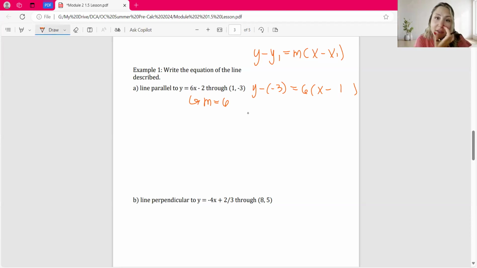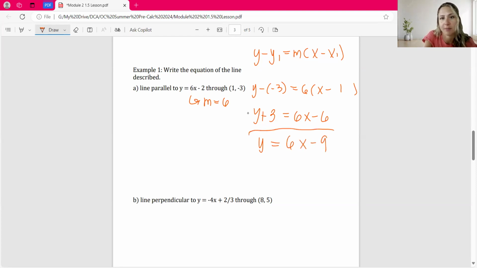And now we'll simplify this. Let's do y minus a -3. So I'm going to have y plus 3. And we'll distribute the 6. So I'll have 6x minus 6. Be careful with your signs there when you distribute. And then we're going to subtract this 3 on both sides. When we subtract the 3 on both sides to get the y by itself, we're going to end up with y equals 6x minus 9. And there's the equation of the line that's parallel to this line right here. Notice they've got the same slopes.